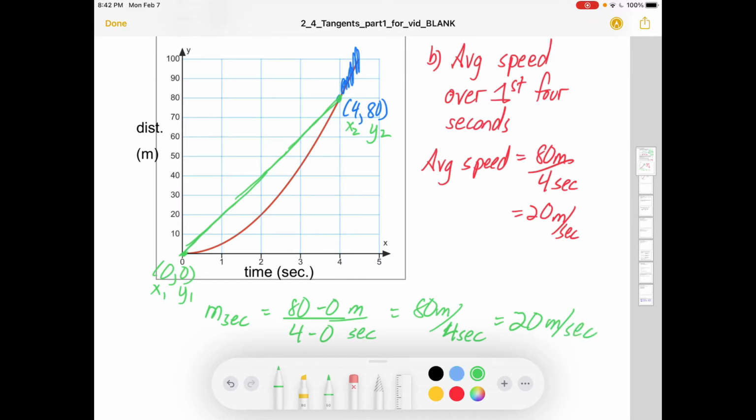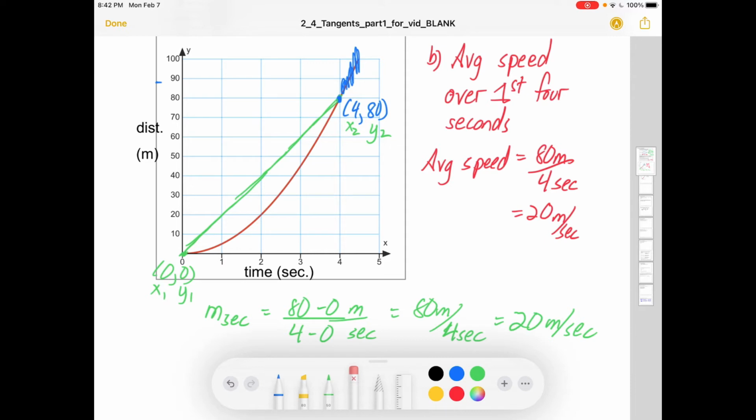Now the next thing we are asked to do is find its instantaneous speed. Right at 4 seconds, how fast is it going? Well, we've already established that the slope here is going to give us speed, because slope is delta y over delta x, and y is measured in meters, x is in seconds, so that's going to be a speed or a velocity.